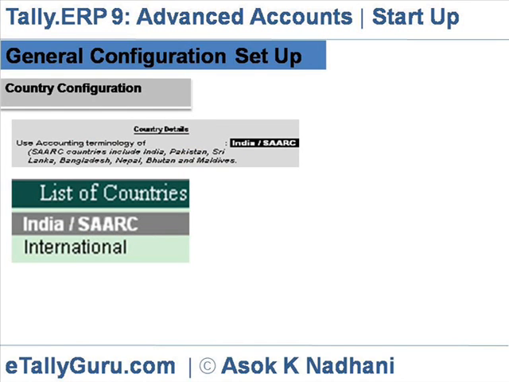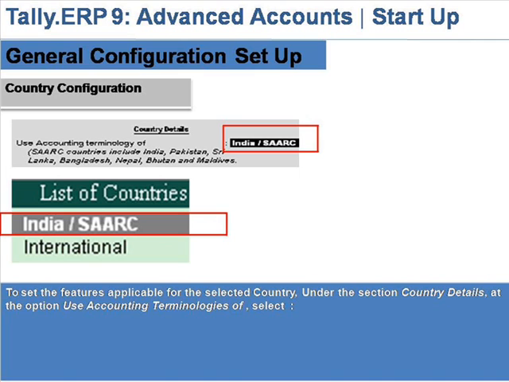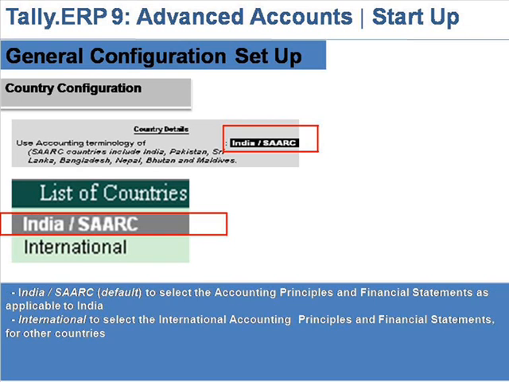Country configuration. To set the features applicable to the selected country, under the section Country Details, at the option Use accounting terminologies of, select India (SARC default) to set the accounting principles and financial statements as applicable to India. Select International to select the international accounting principles and financial statements for other countries.